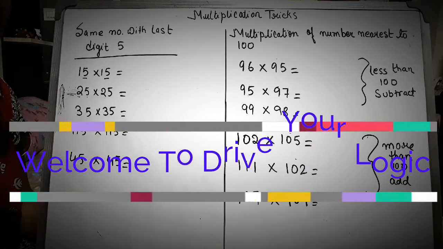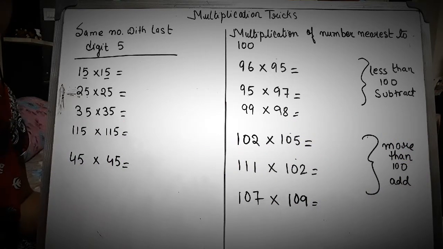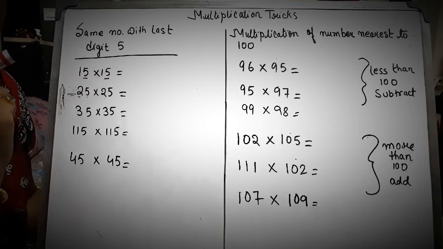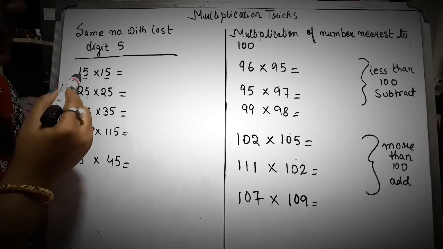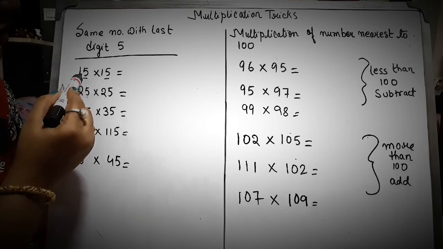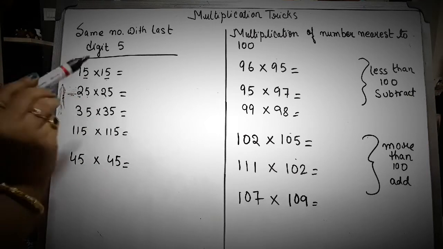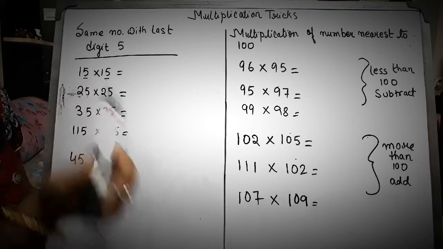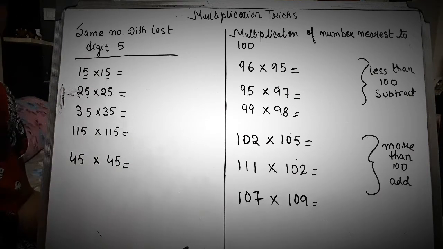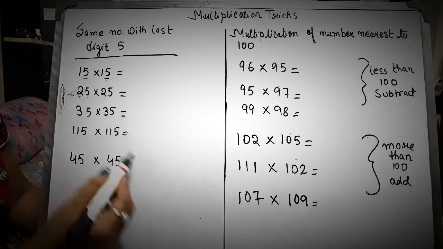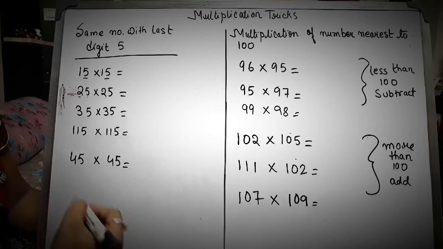I told you all that I will explain a few more multiplication tricks. So here I am, let's start. Today I will explain a few multiplication tricks based on same numbers, that is, the square of a number, but that should be ending with 5. So when a number ends with 5, we will find the square of those numbers. It can be 3 digits also, 4 digits also.